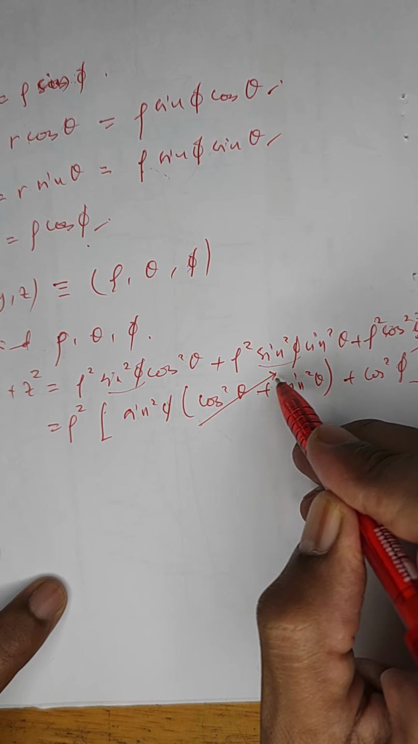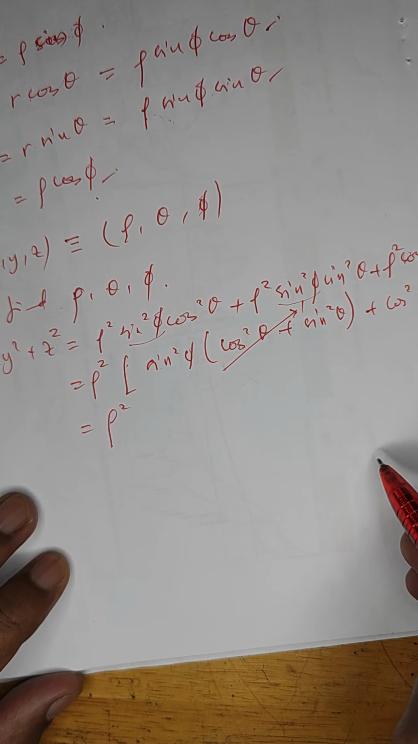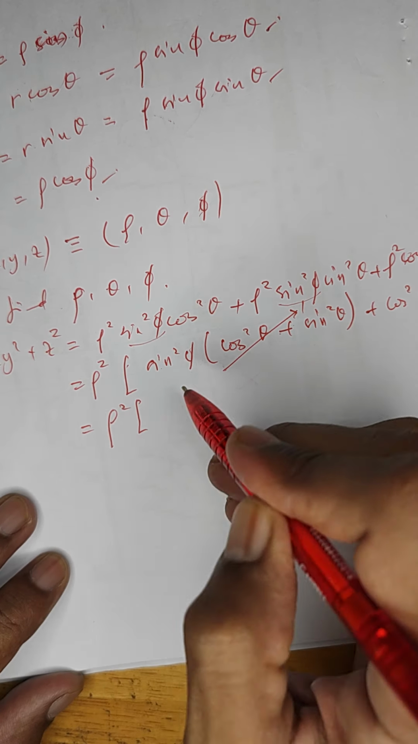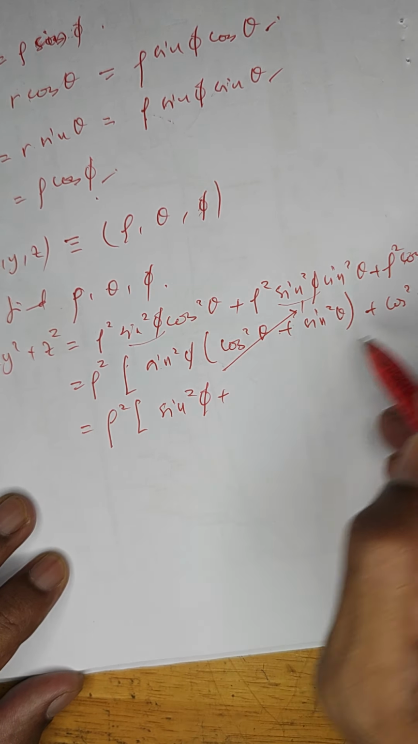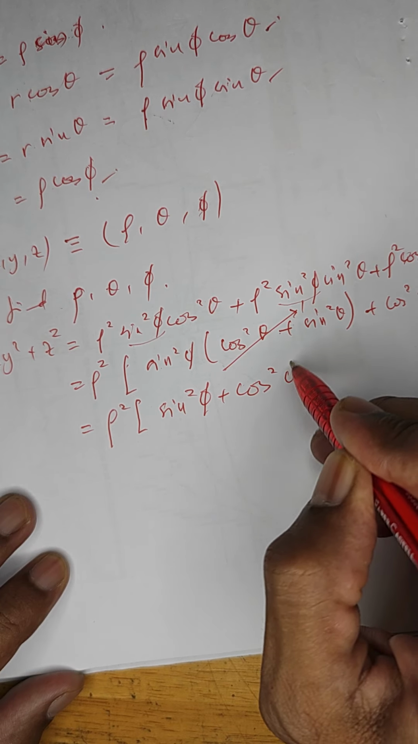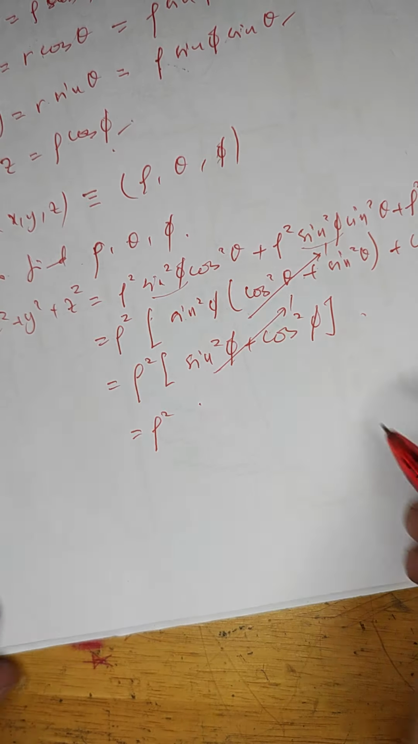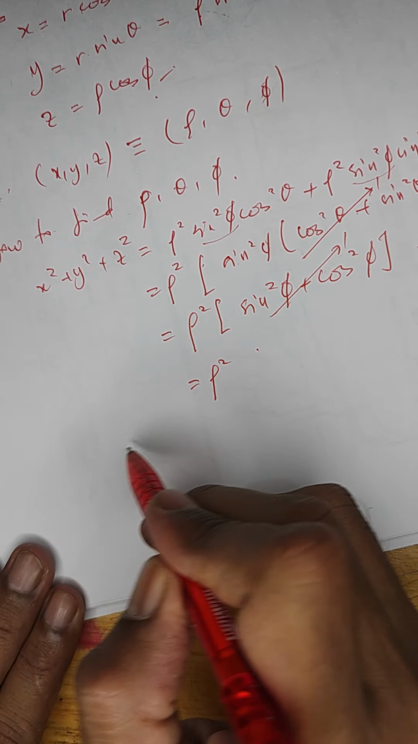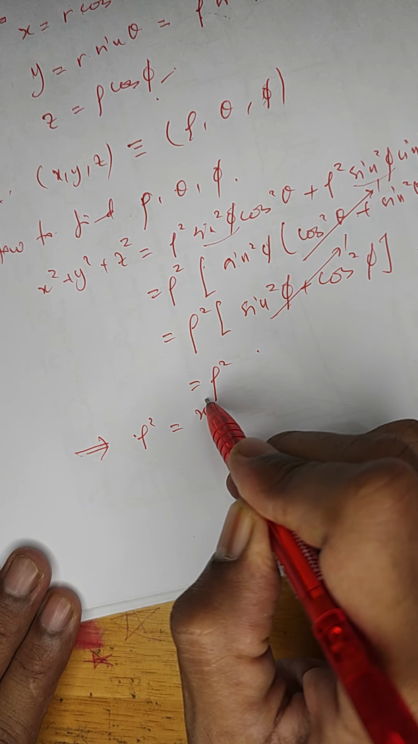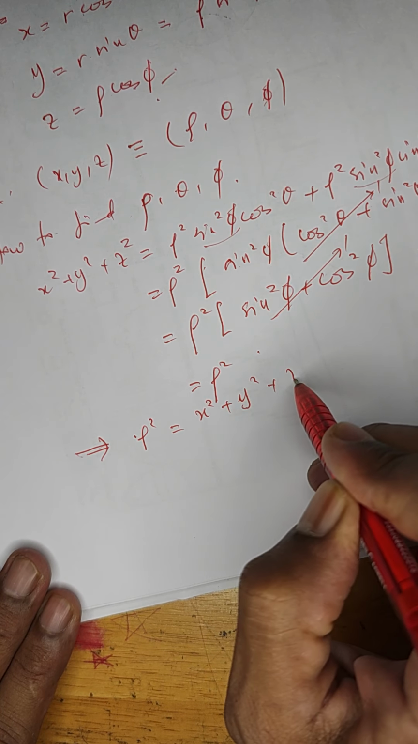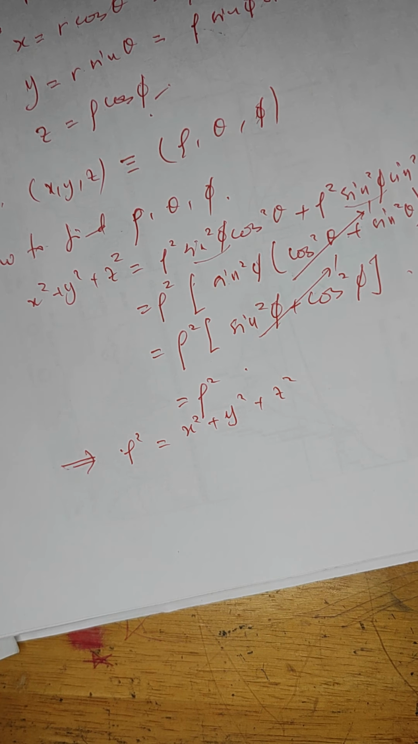This is 1. Alright, so we have rho squared times sine squared phi plus cos squared phi. That gives you 1. So we have rho squared. So this is one of the relations. I can write rho squared is equal to x squared plus y squared plus z squared. Meaning that if you are given x, y, z, then you can find what rho is.